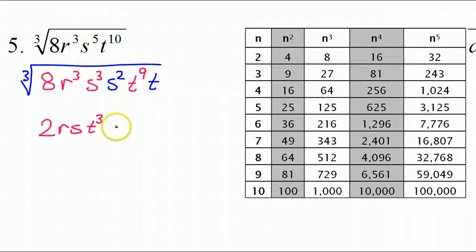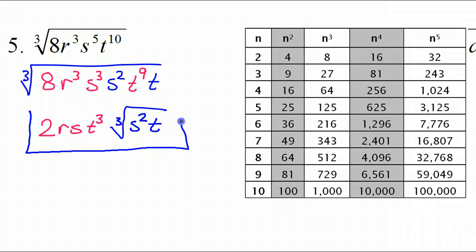Now everything shown here in blue is going to be still under the radical. So the cube root of s squared t. Alright, and there it is. That is our final answer for number 5.